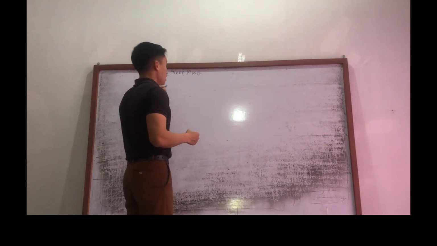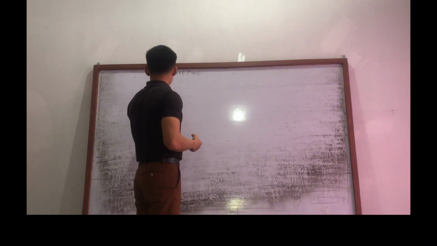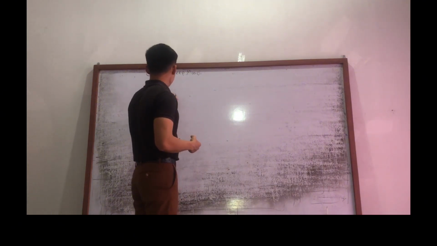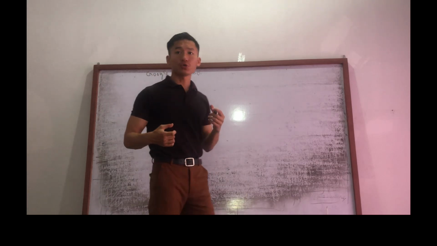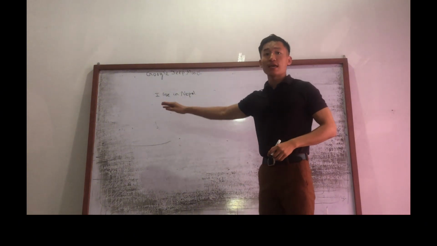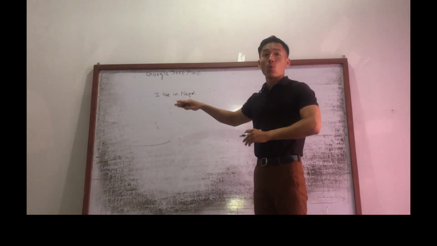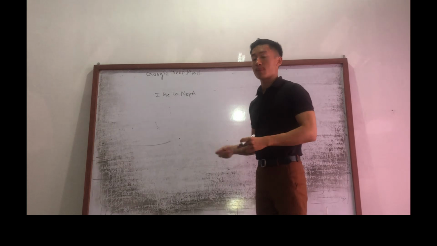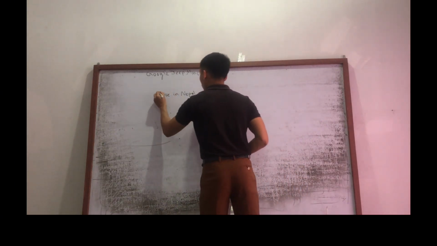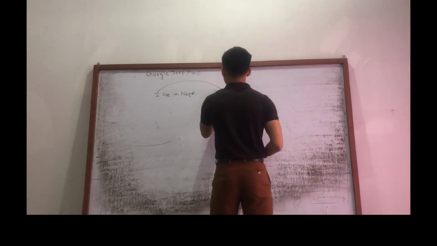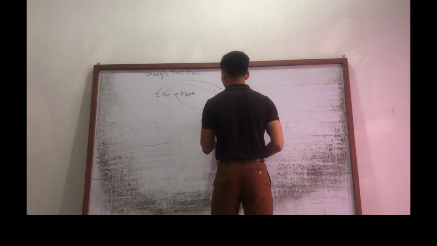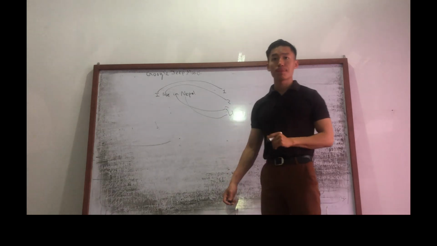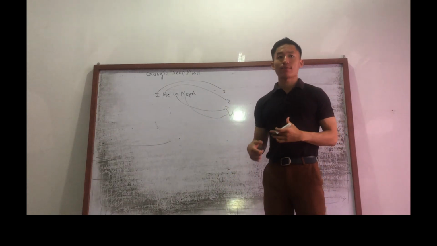For example, if I give the sentence "I live in Nepal," the AI model will process it one by one, not all at once. It will first take "I," then second "live," the third one will be "in," and the fourth one will be "Nepal." It's a very slow and time-consuming process.